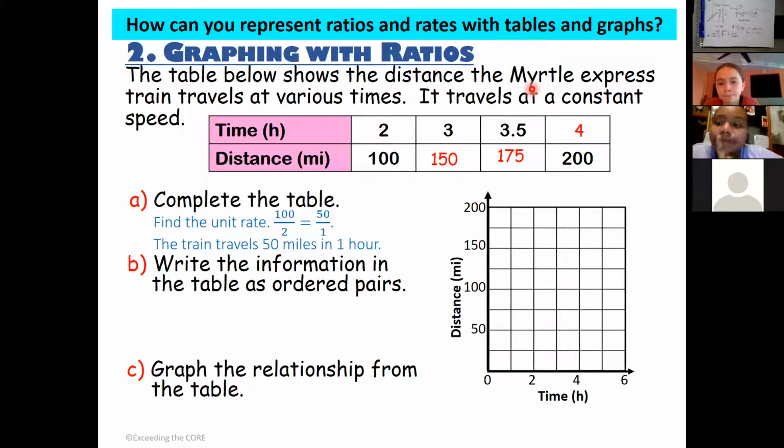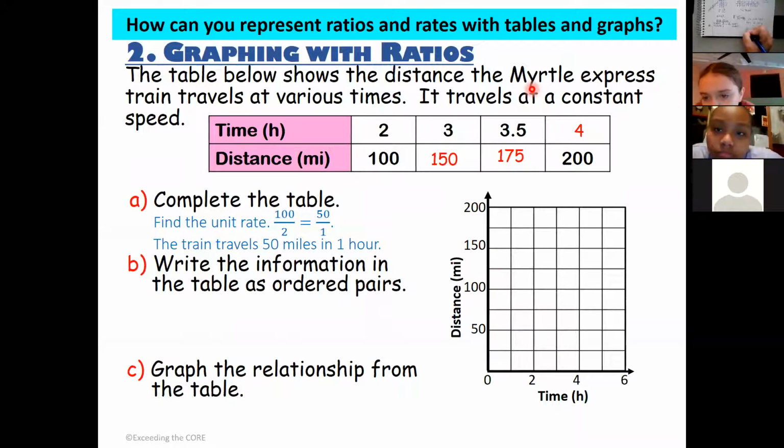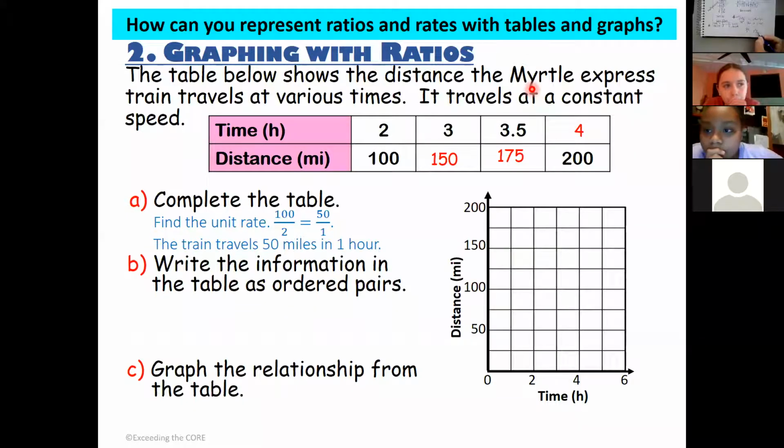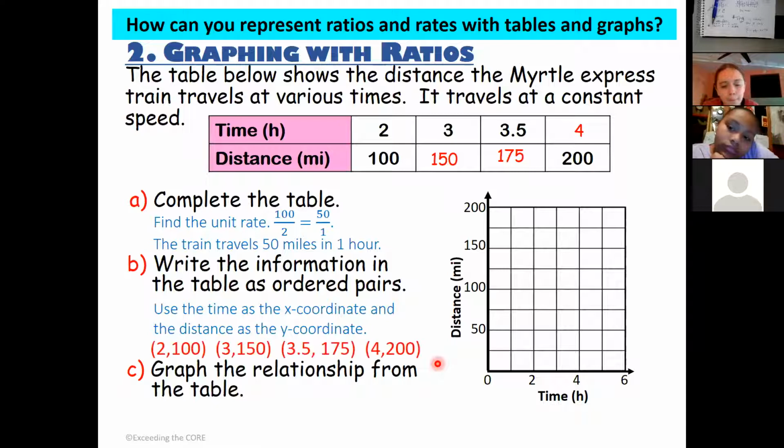You could also set this up as a cross multiply and divide. Okay, so if you didn't know what to do, some of you can still see my screen. You could have taken that unit rate that you got, that 50 over 1, and you could have plugged the 3.5 in like that. And when you cross multiply and divide, it would have given you x equals 175. So anytime you don't know how to do it, remember that you do know how to cross multiply and divide. So we would write the information as ordered pairs.